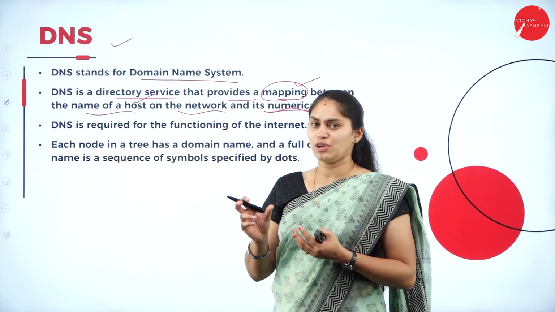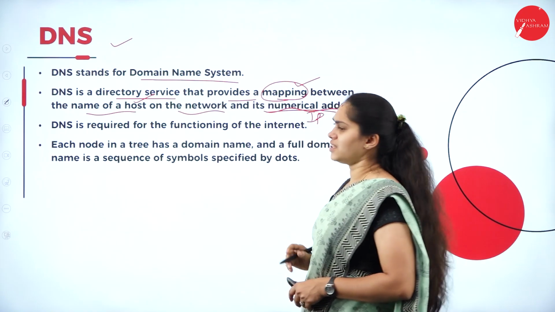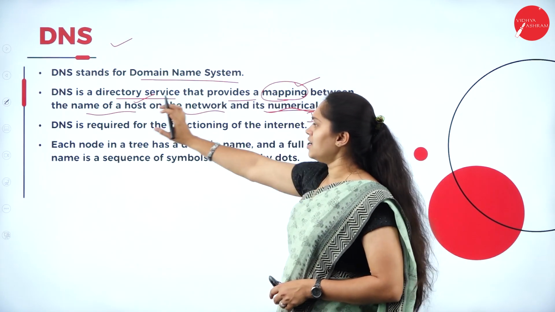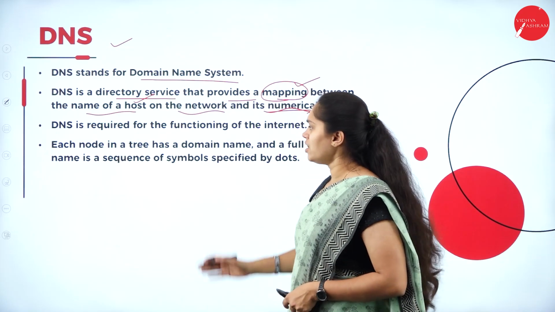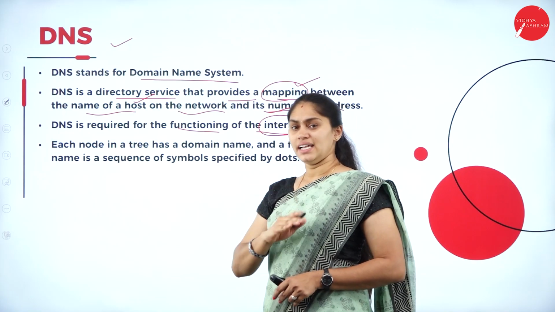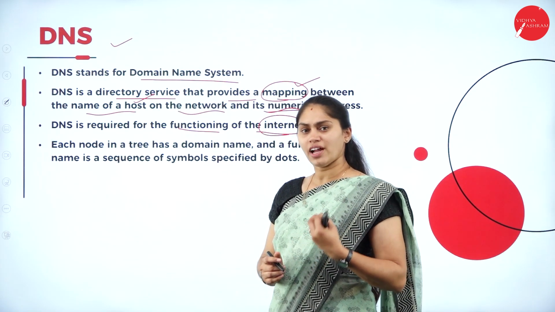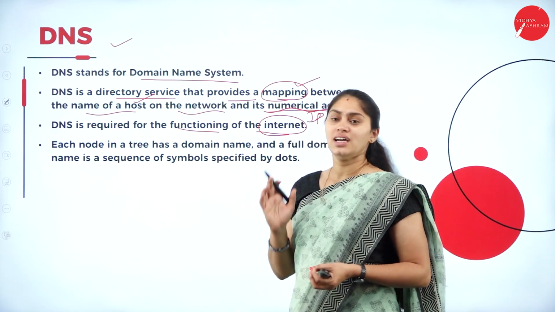We call the numerical address what? IP address. So this will hold the IP address as well as the name of a host, and also it is required for the functioning of the internet. Without this internet protocol address or IP address, we won't find the uniqueness of a data. So we won't get to know the name of a host.